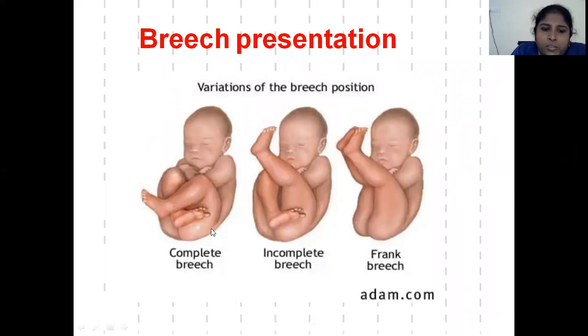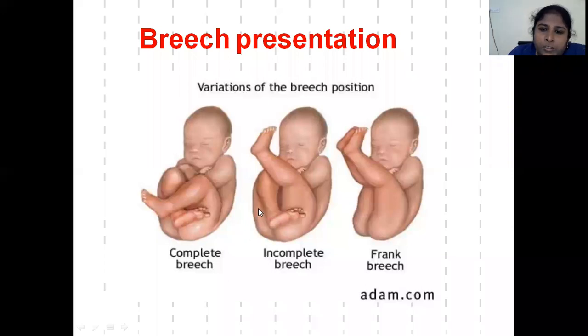Complete breech means this is flexed both at the hips and at the knees. Flexion is there in either part. So the presenting part will be the buttocks and also feet. Next, frank breech is also called breech with extended legs. There will be flexion at the hips, extension at the knees. Here the presenting part will be only buttocks, feet will not be there. In complete breech, the presenting part will be buttocks and the feet.